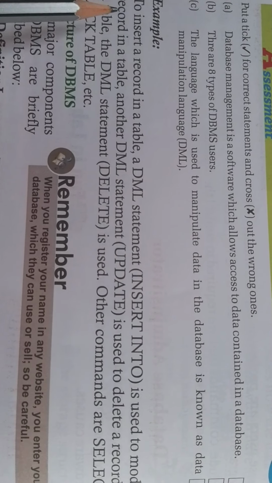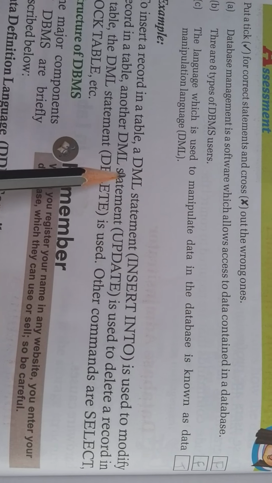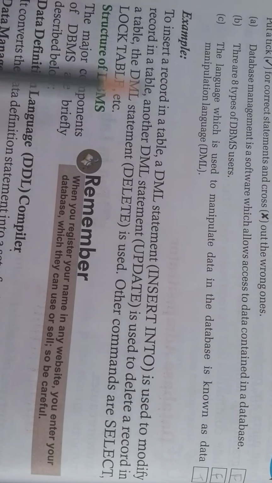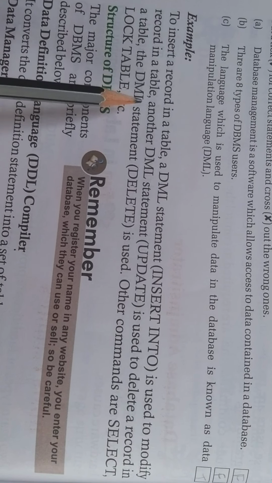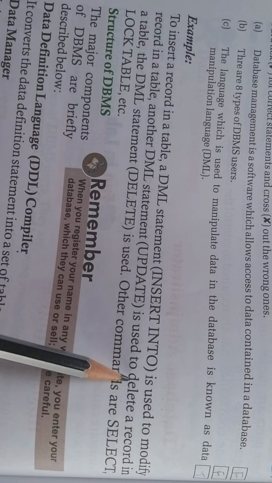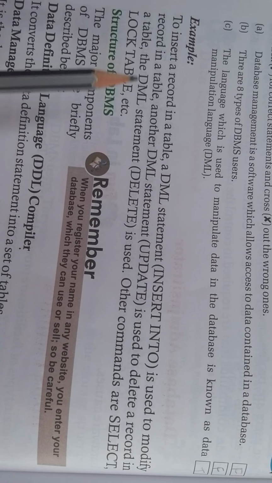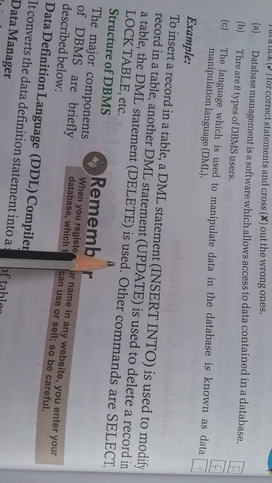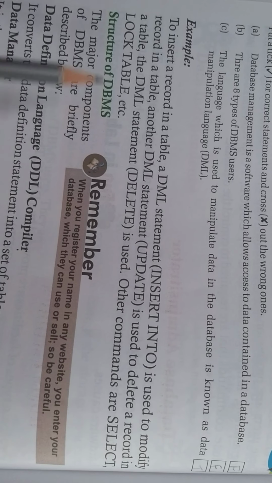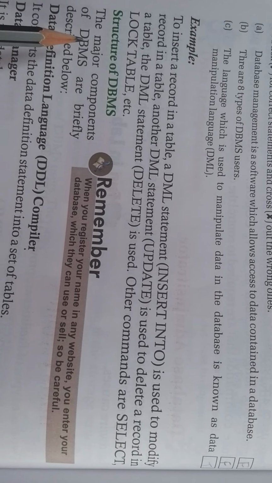Example: to insert a record in a table, a DML statement is used. To modify records in a table, another DML statement is used. Another DML statement is used to delete a record in a table. Other commands are select, lock table, etc.